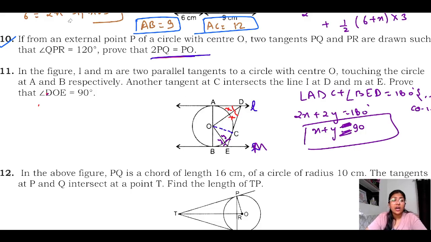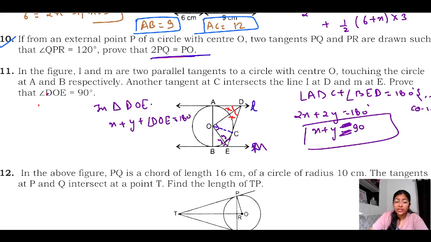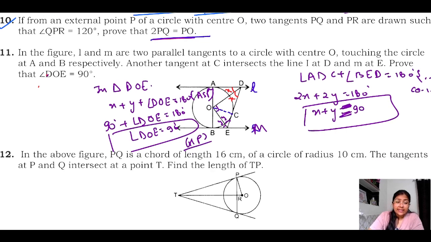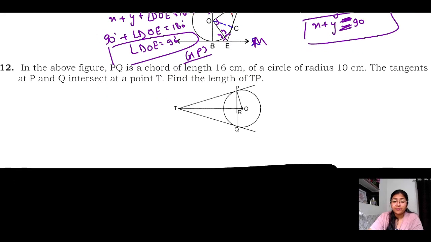If these two angles sum to 90 degrees, then we can apply angle sum property in this triangle. In triangle DOE, angle x plus angle y plus angle DOE is equal to 180 degrees by angle sum property. We had proved that x plus y is 90 degrees. So we can find angle DOE is equal to 90 degrees. Hence, proved. Okay, learners, is this question clear to you? Should we move forward? Yes. Moving to the next question.